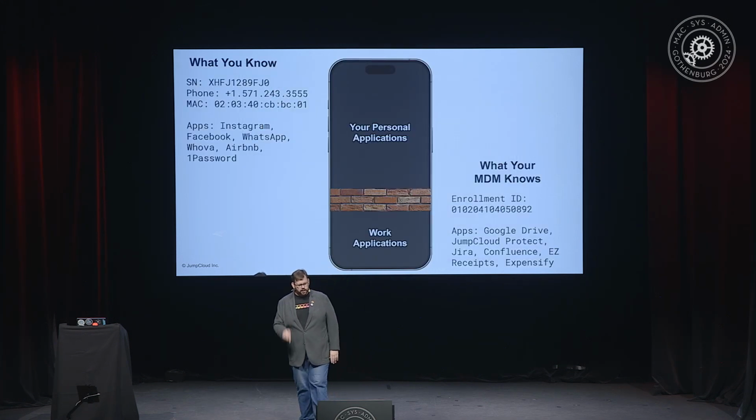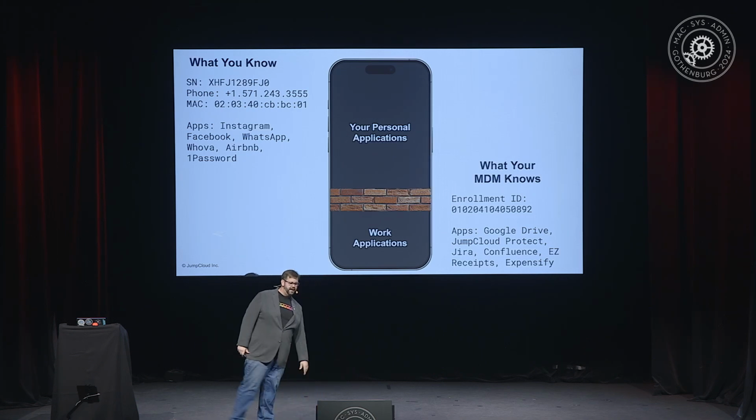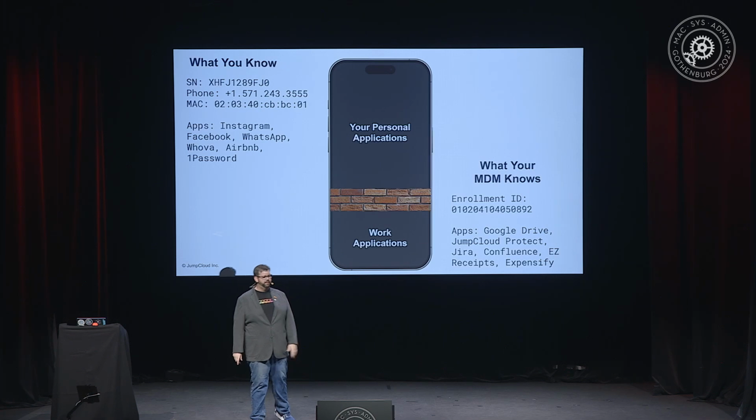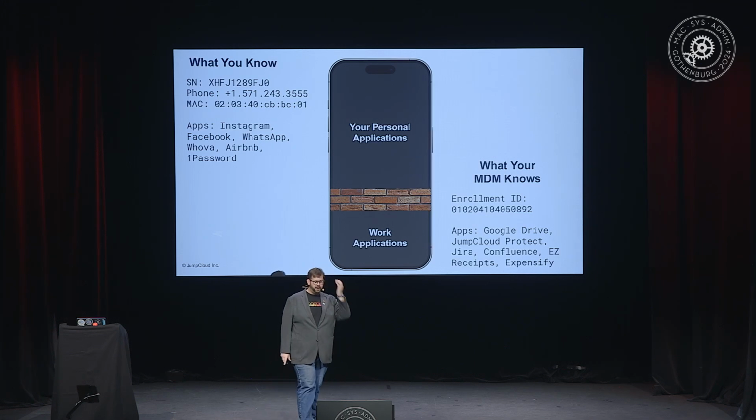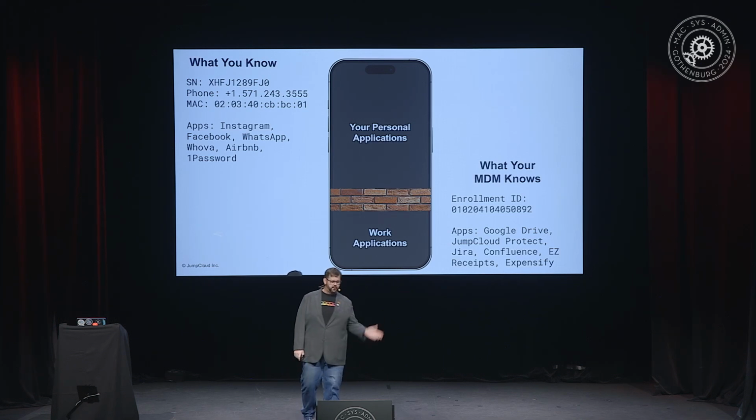So what you may know as the end user is that your serial number starts with XHF, and your phone number is 1-571-243-3555, and your MAC address is 020340CBBC01. You know all of those things about your phone because it's your phone. You also know that you put Instagram, Facebook, WhatsApp, Huvo, Airbnb, and 1Password on there.